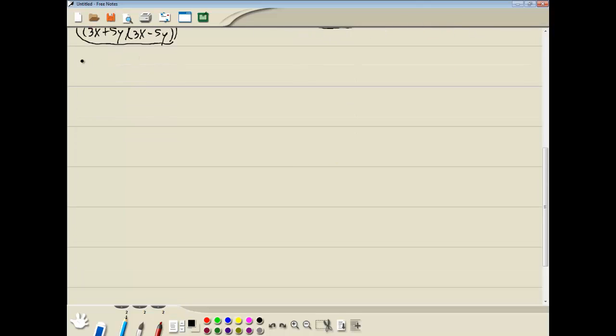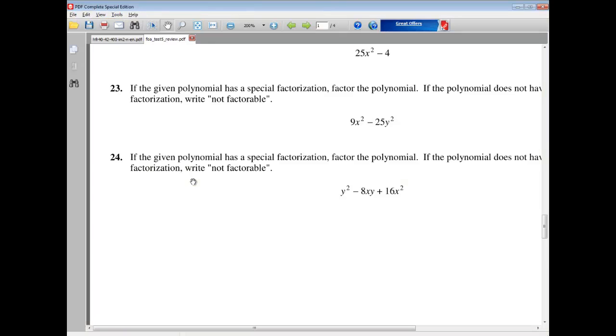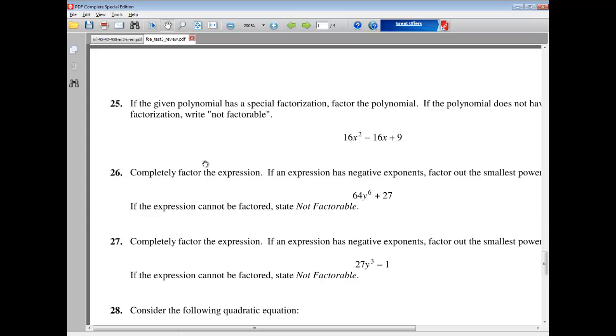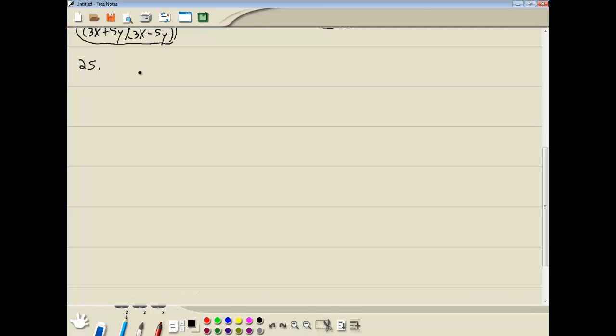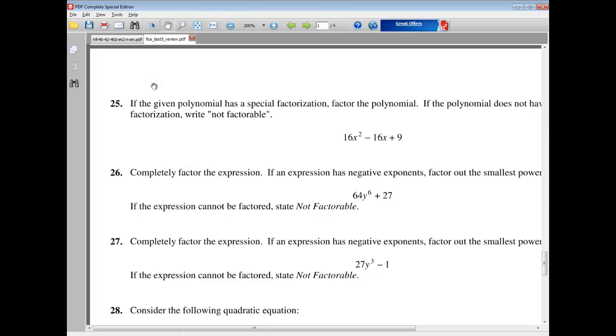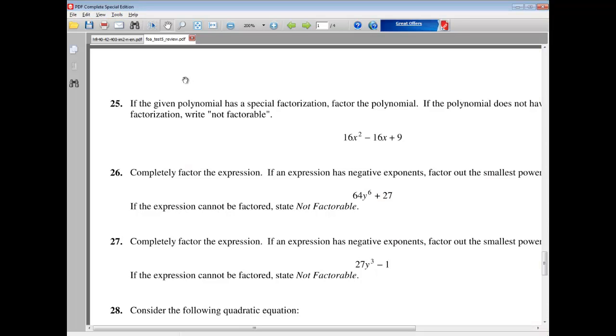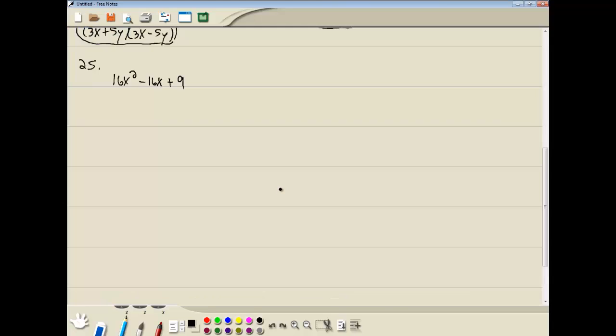Okay, let's look at 25. So we got 16x squared minus 16x plus 9. The implication on these is that these are perfect square trinomials. But I like the fact that PST and key number work on every problem. So you don't have to sit there and memorize another technique. Okay, GCF, there isn't any.